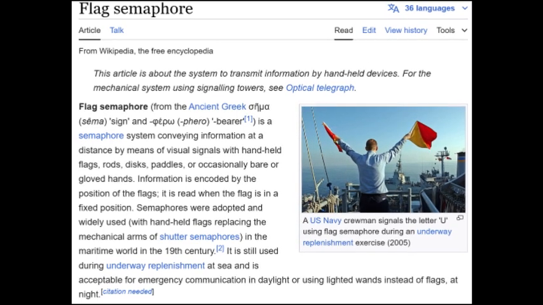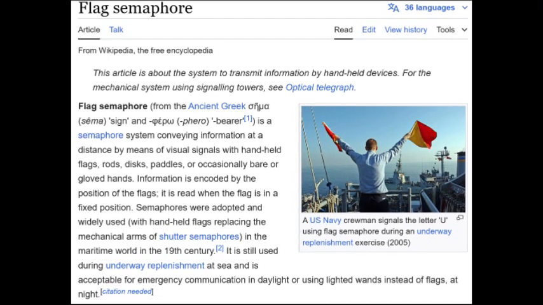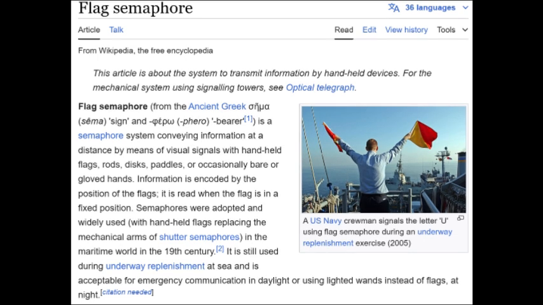Here on Wikipedia it states, flag semaphore is a semaphore system conveying information at a distance by means of visual signals. With handheld flags, rods, discs, paddles, or occasionally bare gloved hands, information is coded by the position of the flags. It is read when the flag is in a fixed position. Semaphores were adopted and widely used, with handheld flags replacing the mechanical arms of shutter semaphores. In the maritime world in the 19th century, it is still used during underway replenishment at sea and is acceptable for emergency communication in daylight or using lighted wands instead of flags at night.